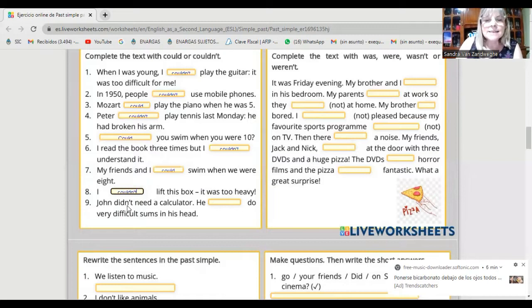John didn't need a calculator. He could do very difficult sums in his head.